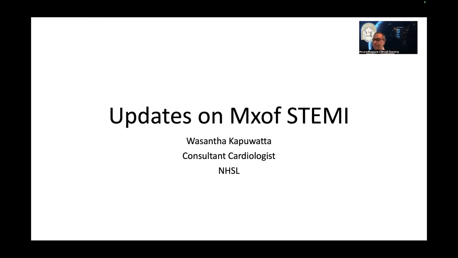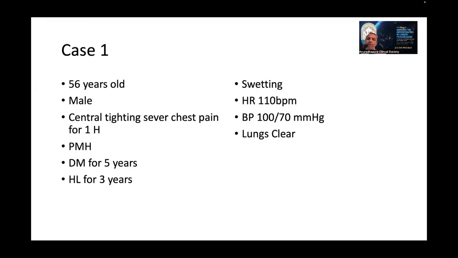To talk about ST elevated myocardial infarction, with interest, I will talk about cases. This is a 56 years old male patient, who very recently came to me with central tightening, severe chest pain for 1 hour. Past medical history, he is diabetic and has hyperlipidemia. Blood pressure was about 100 by 70, but lungs are clear, and SpO2 saturation was normal on admission.